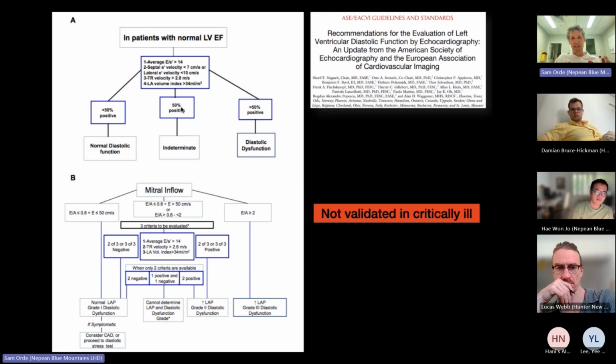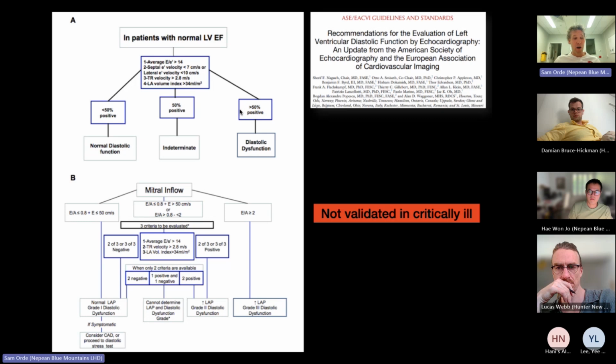So this is the classic ASE guidelines document. And in this figure, if you've got a normal ejection fraction, use the top one. You look at those 3 or 4 different values that I was talking about, the E to E prime, your mitral annular E prime velocities, your TRV max, your left atrial volume. And from there, you can figure out whether someone's got diastolic dysfunction or not. Are they at risk of raised left atrial pressure?